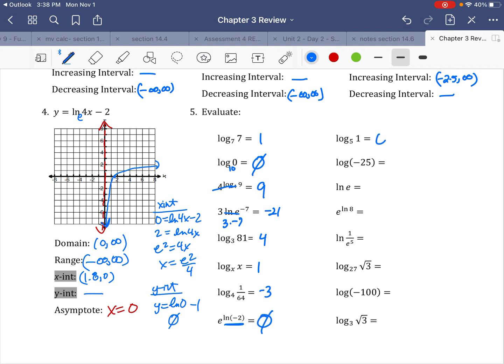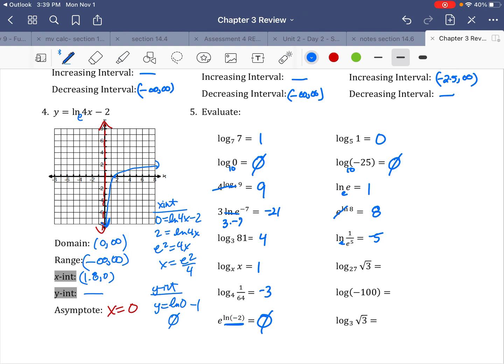Here, 5 to what power is 1? 5 to the 0 is 1. Base 10, 10 to what power is negative 25? No such thing. ln of e, 1, because you're saying e to what power is e again. Here, e and ln drop out, so 8. E to what power is 1 over e to the 5th? Well, e to the negative 5.